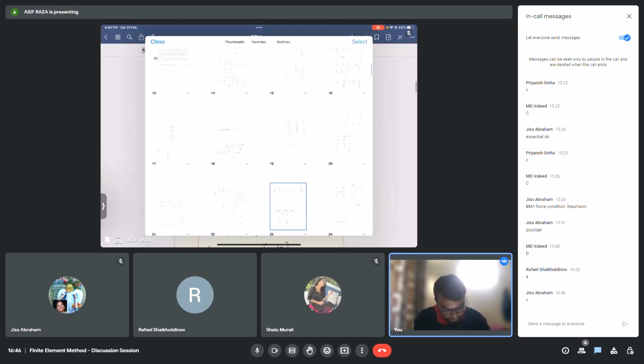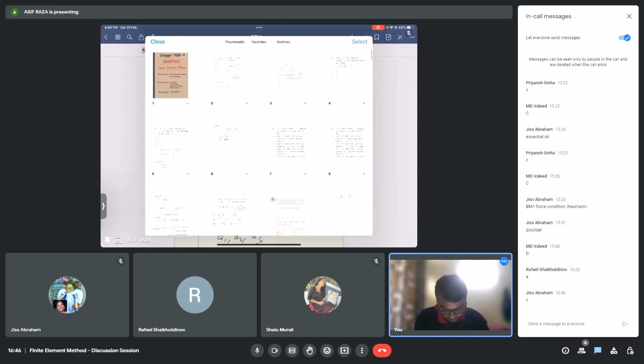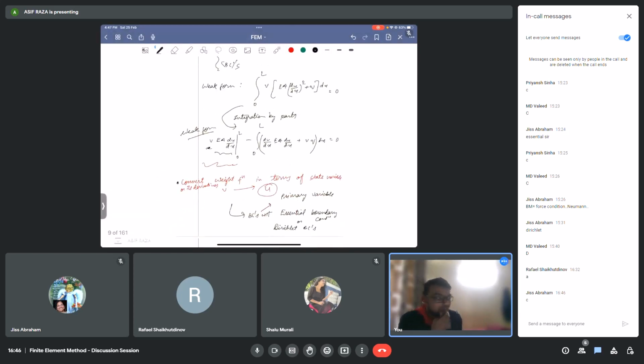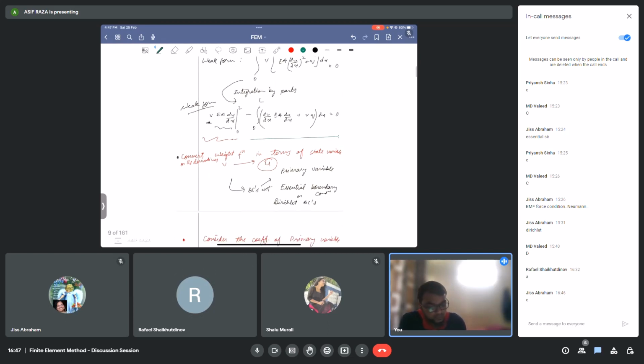I'll just show this. I'll briefly explain. You know that we get a weak form where we have some part of our equation and some part as a boundary condition, right? So in the boundary condition, there's some part in the form of the weight function and some part in terms of our state variable in consideration.